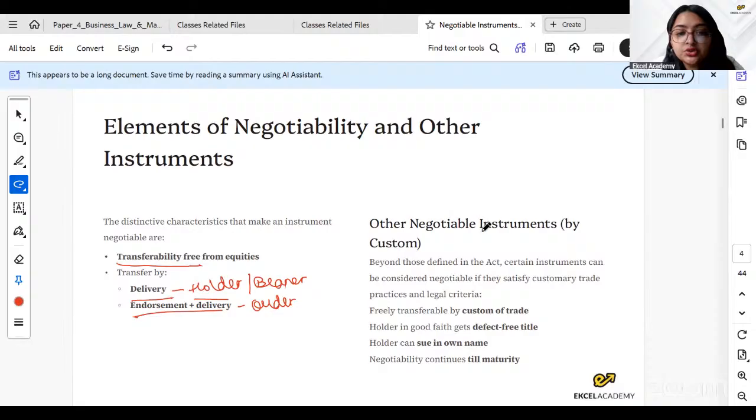Other negotiable instruments are negotiable by custom itself, that is, beyond the Act of 1881. Beyond those defined in the Act, certain instruments can be considered negotiable if they satisfy customary trade practices, so they are freely transferable by custom. The holder in good faith gets a defect-free title, the holder can sue in his own name, and negotiability continues to maturity. So the law does not deem these non-existent or invalid, but says they will be valid if they follow the rules of the custom based on which they have been created.